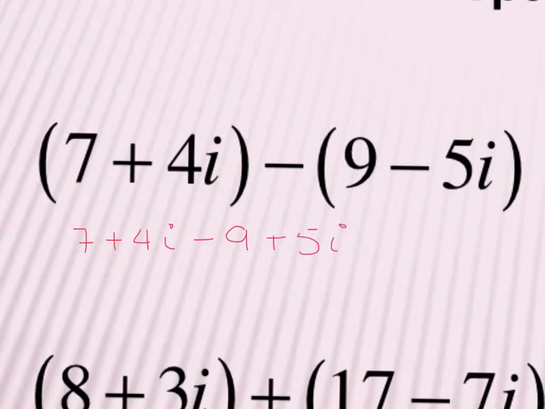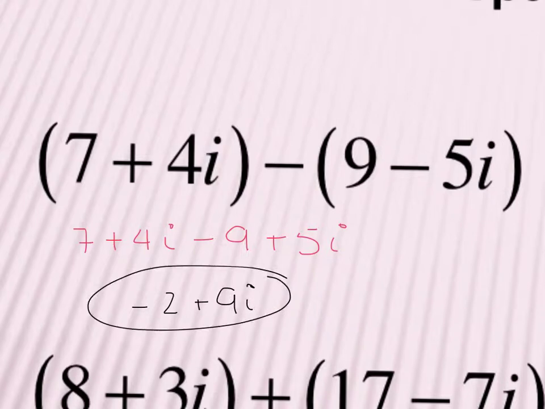Now I can combine like terms. 7 minus 9 is? -2. And 4i plus 5i is 9i. I can no longer combine like terms, so that's my final answer. And it's in standard form. Real plus imaginary part. The real part, the imaginary part.